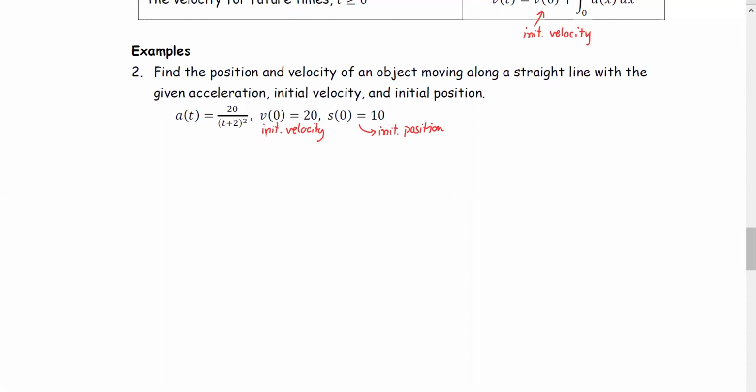To find v of t, v of t is v of 0 plus the integral from 0 to t of the acceleration with respect to x, or 20 plus the integral from 0 to t of 20 divided by (x plus 2) to the power 2 with respect to x.